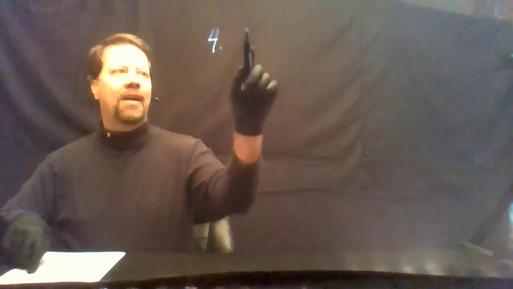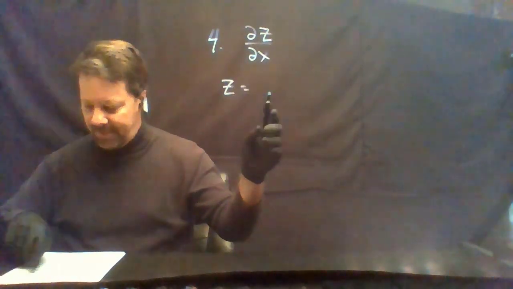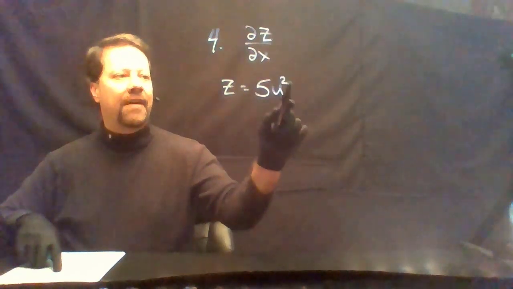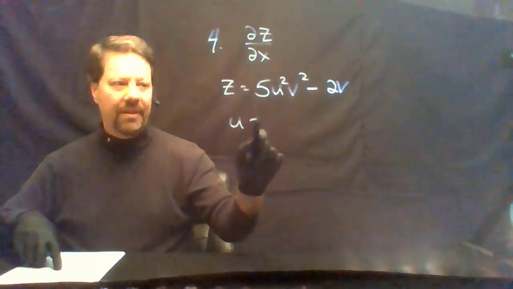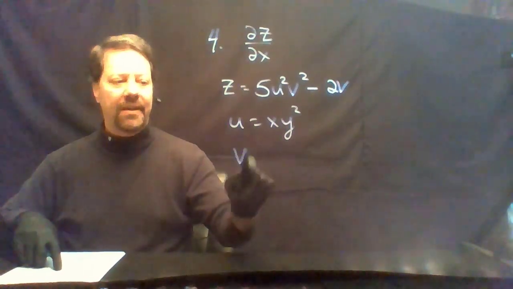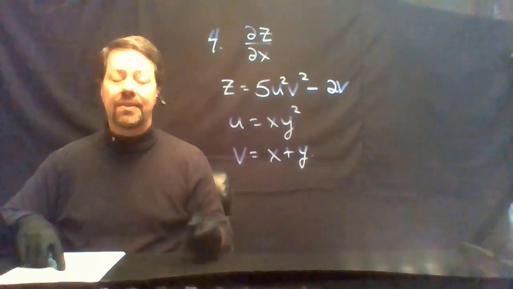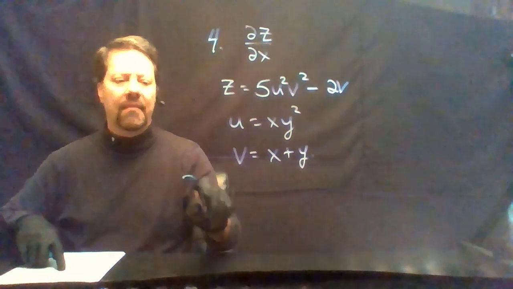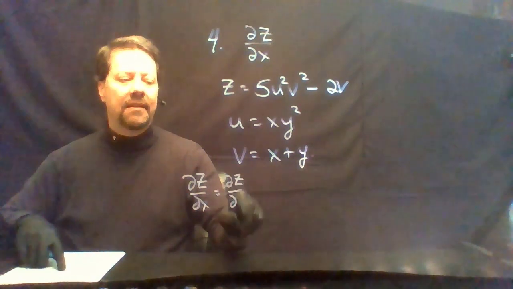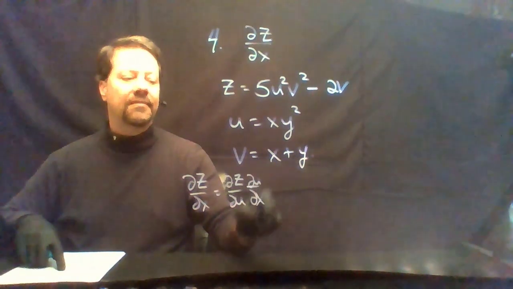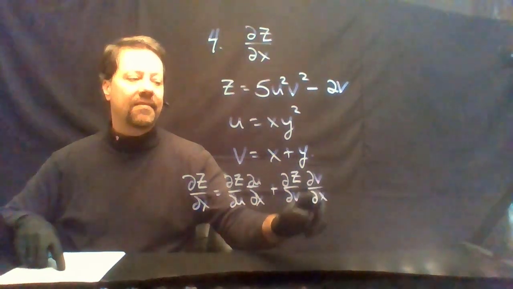On problem 4, I ask you to calculate dz/dx, where z is equal to 5u squared v squared minus 2v. u is x y squared, and v is x plus y. And I ask you to do this by the chain rule. dz/dx is dz/du du/dx plus dz/dv dv/dx.